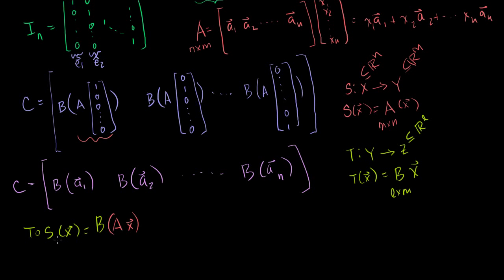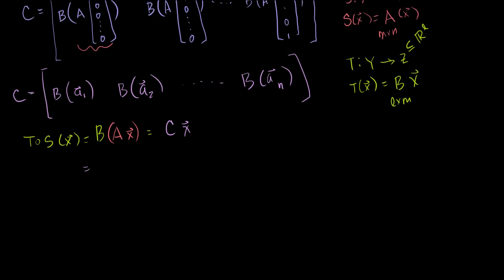Now, we know that this is a linear transformation, which means it can be represented as a matrix vector product. And we just figured out what the matrix vector product is. So this is equivalent to C times X, which is equal to this thing right there.